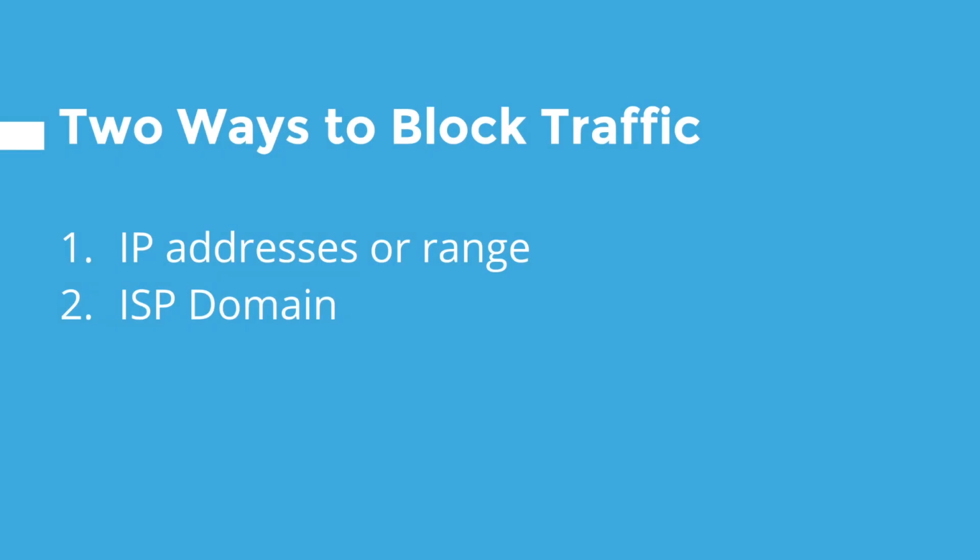There are two ways you can block traffic in Google Analytics. Well, there's actually more, but these are by far the most common configurations that people use to block traffic. The first one is IP addresses. We can block one IP address, two or more IP addresses, or an entire range of IP addresses. I'm going to show you how to do all of those and create those filters in Google Analytics today.